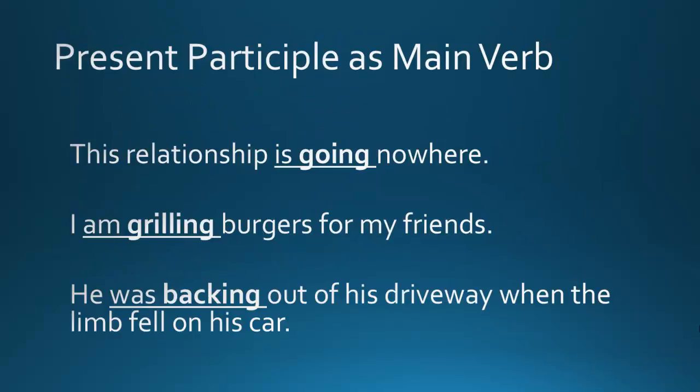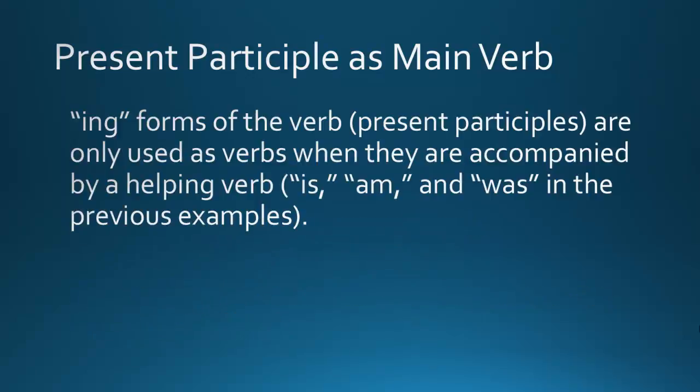So, present participle as a main verb. We take the normal form of the verb go, add ing, and then we pair it with a helping verb. This relationship is going nowhere. Here we have a verb phrase, helping verb is, plus the present participle going. I am grilling burgers for my friends. Grill, add ing, present participle, plus a helping verb. He was backing out of his driveway when the limb fell on his car. Ing forms of the verb, present participles, again, you don't have to worry about that term, are only used as verbs when they are accompanied by a helping verb. Here we have is, am, was in the previous example.